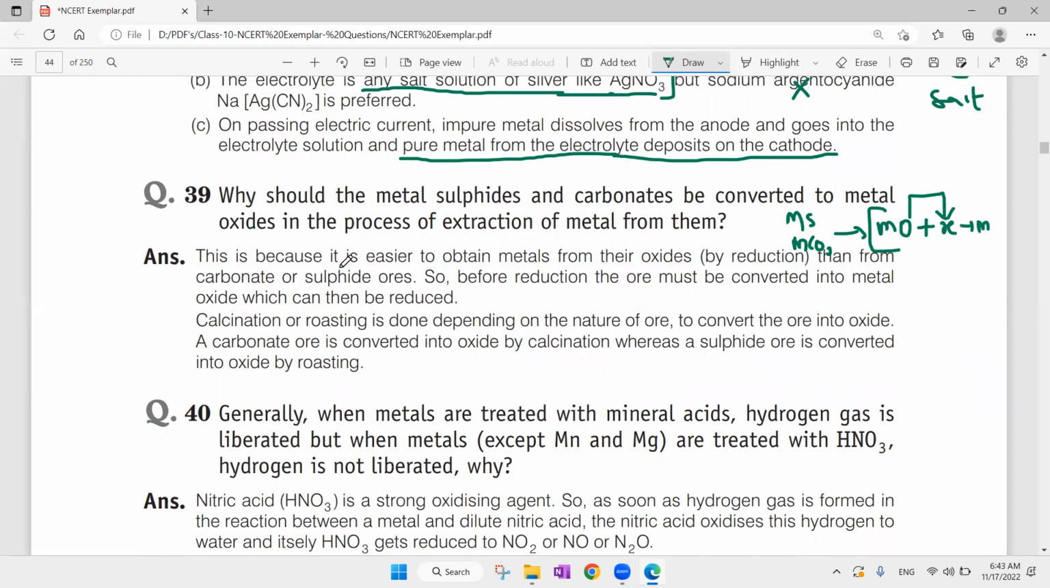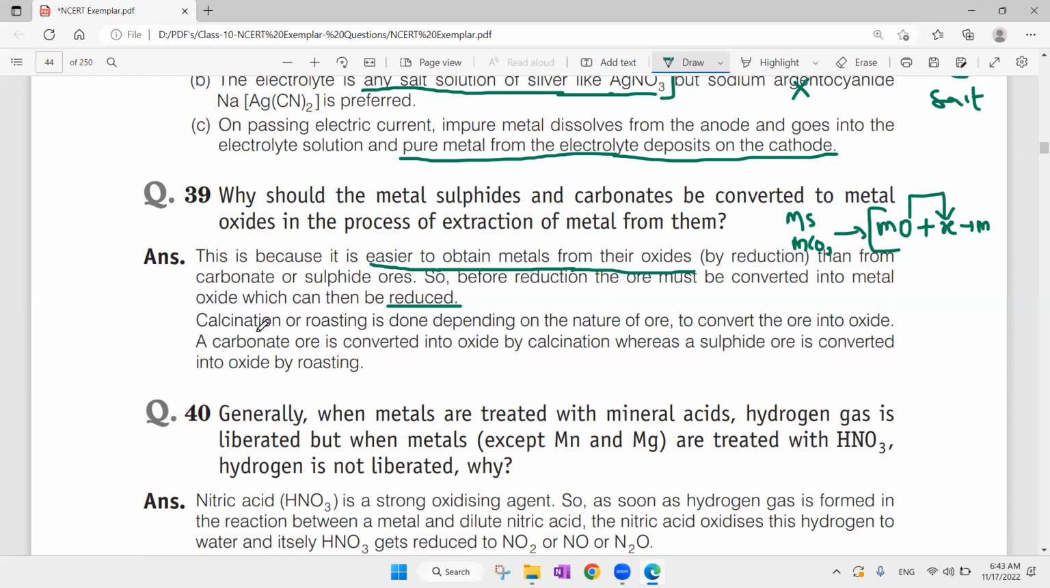So because it is easier to obtain metals from their oxides. This is the most important line in the answer. It is easier to obtain metals from their oxides than from carbonates or sulfide ore. Before reduction, the ore must be converted into metal oxide, which can be reduced. Then it can be reduced.